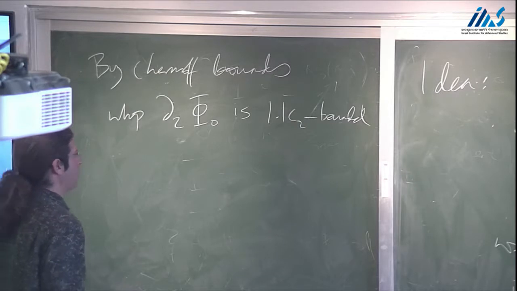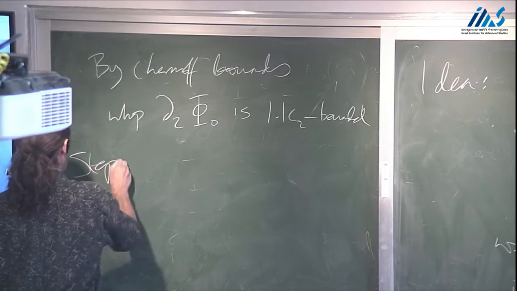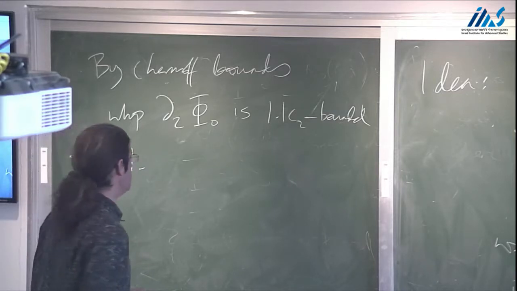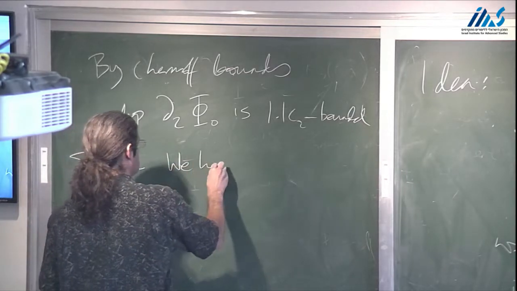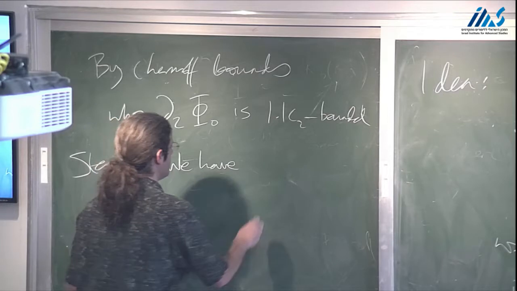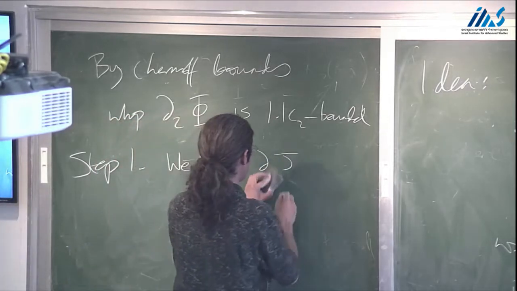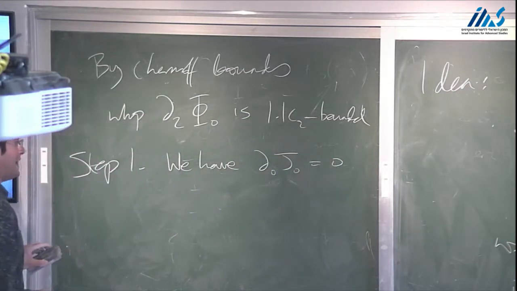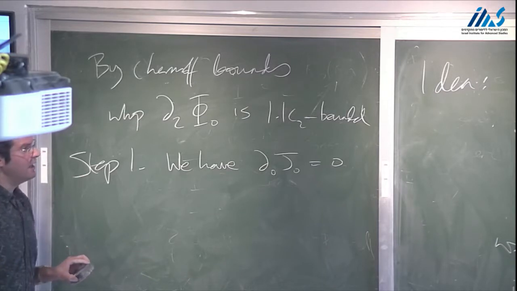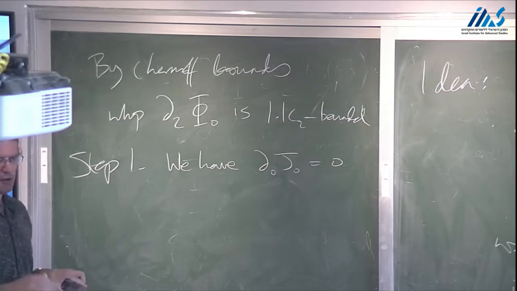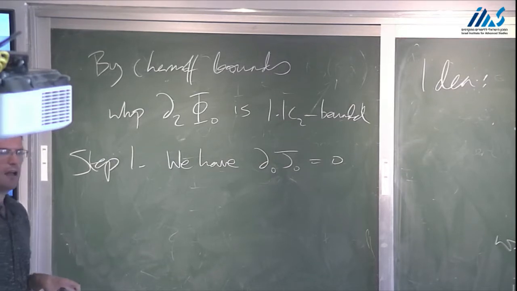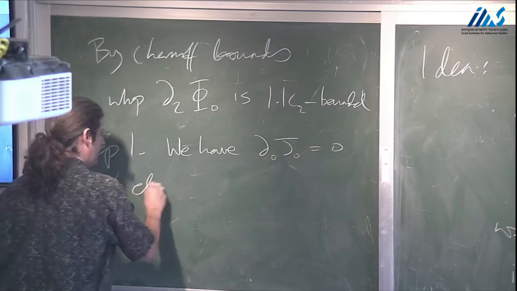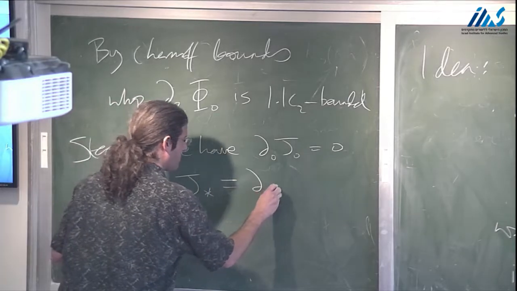What are we going to do for J1? So now, step one. Now we have the condition that delta one of J1 is delta zero of J0. Okay. So now let's project J0 down onto vertices. We're trying to now fix the sum. Let J star be delta one of J0.